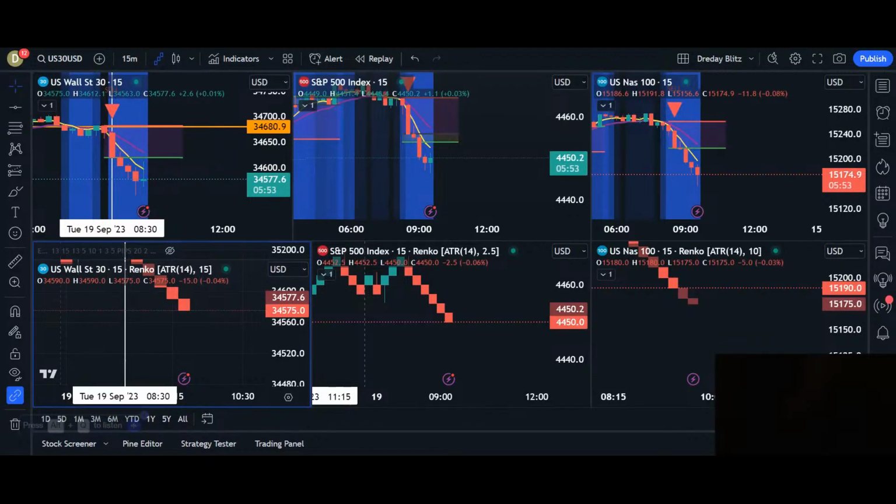So less than 6 minutes here until the next candle. So we'll get back when the next candle opens. But so far, we're looking bearish here overall.